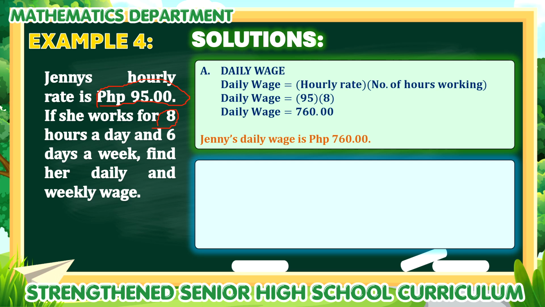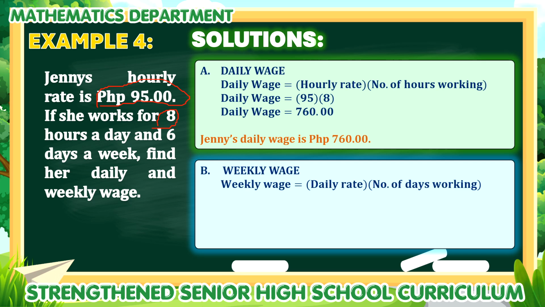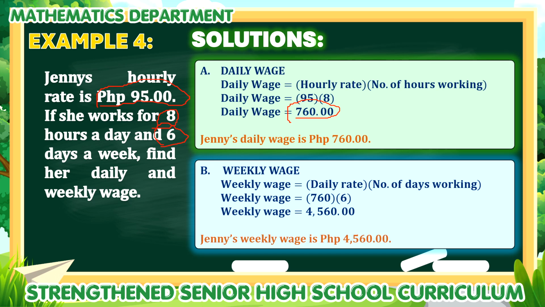Now to compute for our weekly wage, we simply multiply our daily rate times the number of days working. Given that our daily rate is 760 pesos and she works for 6 days a week, that gives us a weekly wage of 760 times 6, which gives us a total of 4,560. So therefore, Jenny's weekly wage is 4,560 pesos.